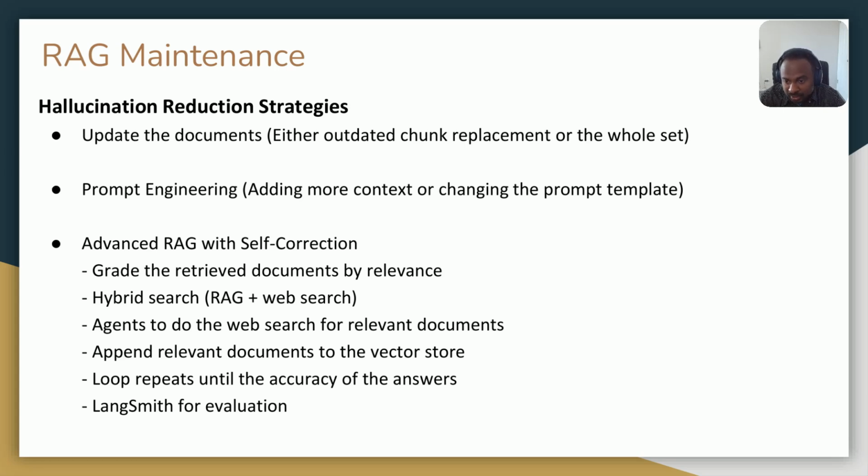There are other ways to reduce hallucination, like advanced RAG with self-correction, where you can do hybrid search using RAG as well as web search, or deploy agents to do web search for relevant documents, or use LangSmith for evaluation.